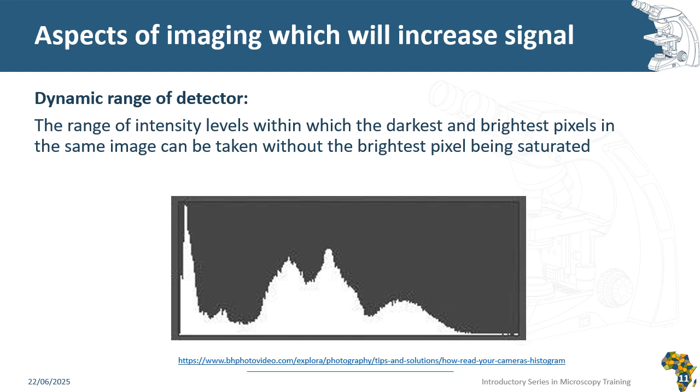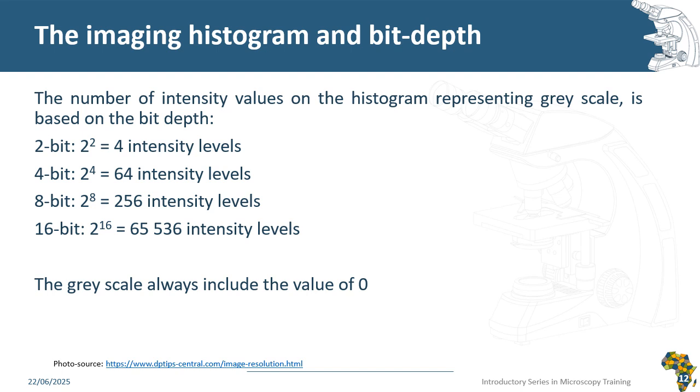The range of the histogram depends on your detector. It goes from the darkest to the brightest pixels, and the same image can be taken without the brightest pixels being saturated. So what is saturation? Saturation is when you obtain pixels that have the maximum level of the dynamic range of your detector. What is the maximum range of your detector? It depends on the bit depth of the camera, the sensor, or the system you're using to acquire your images.